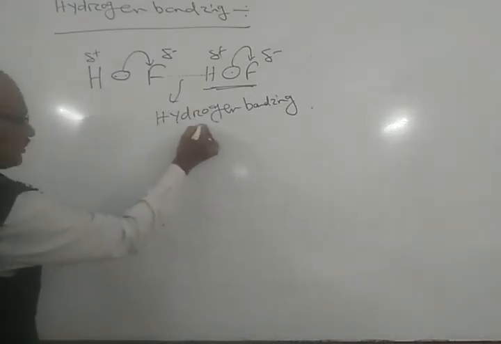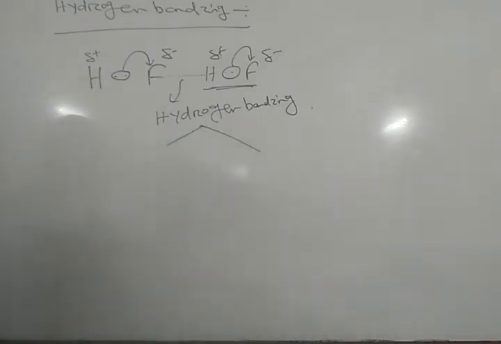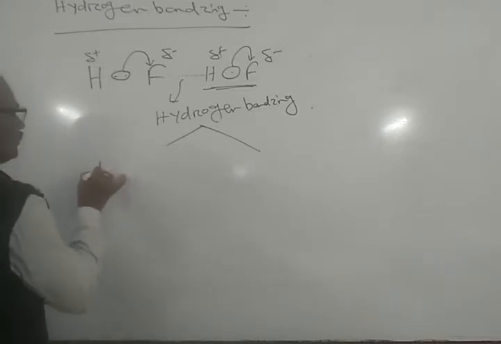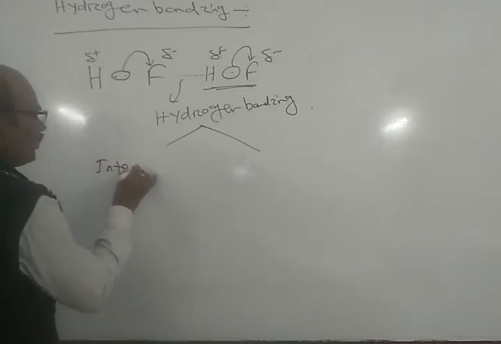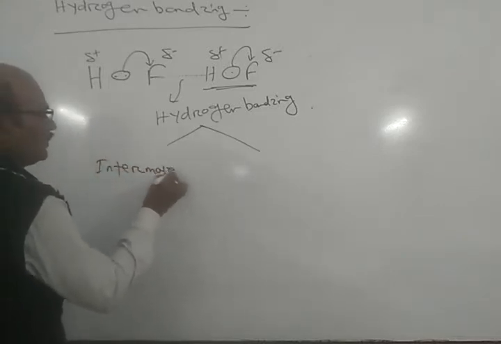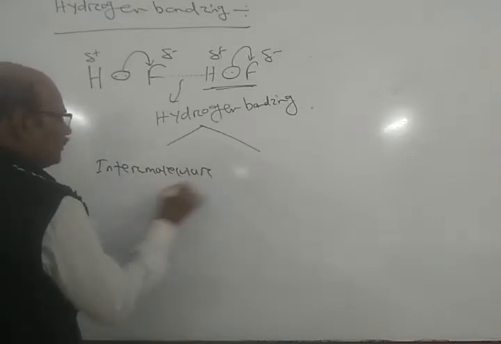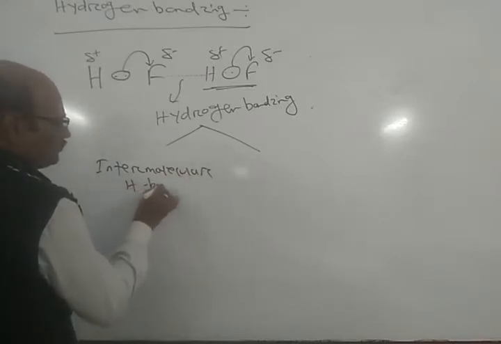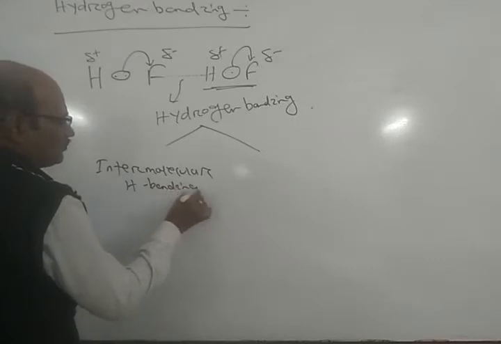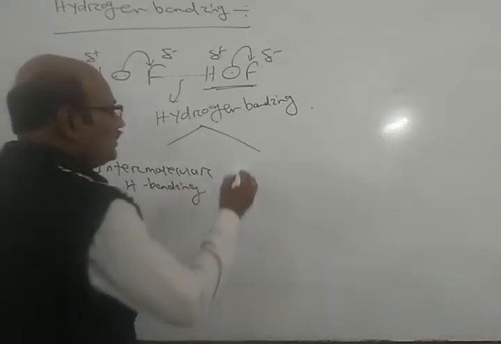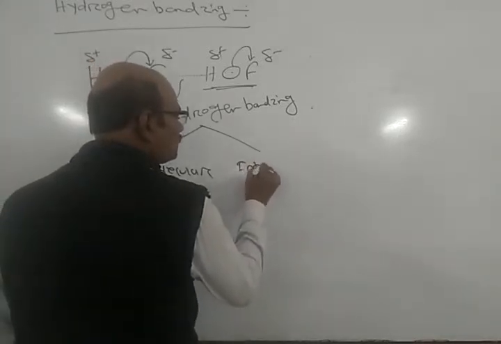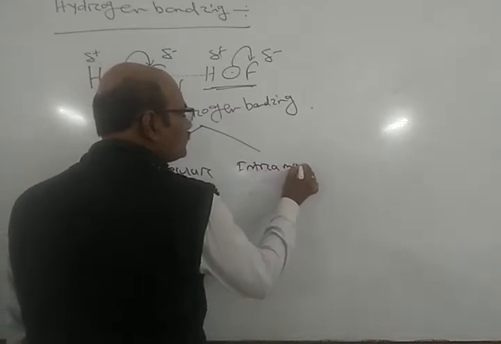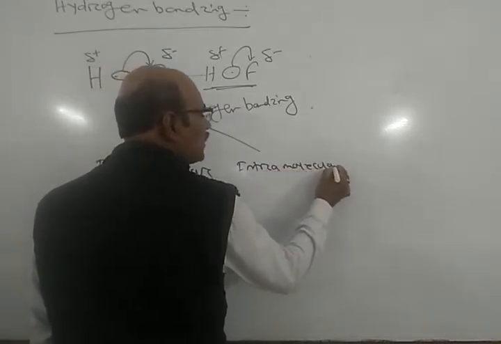So accordingly, this is hydrogen bonding. We can have the two kinds of hydrogen bonding. One is called what? Intermolecular hydrogen bonding. Intermolecular hydrogen bonding. Another is called what? Intramolecular hydrogen bonding.